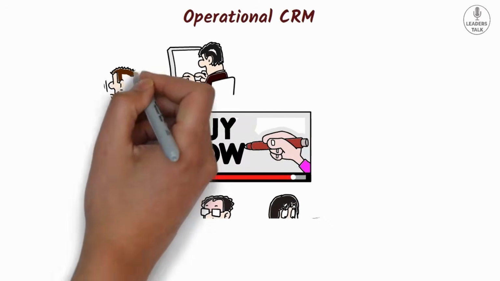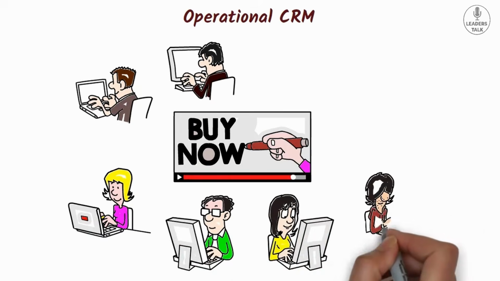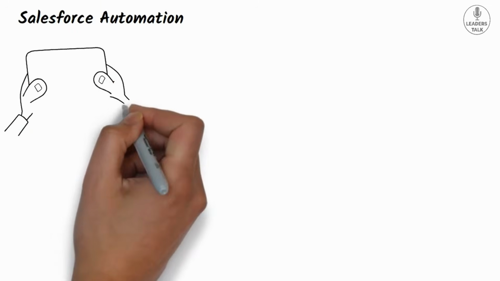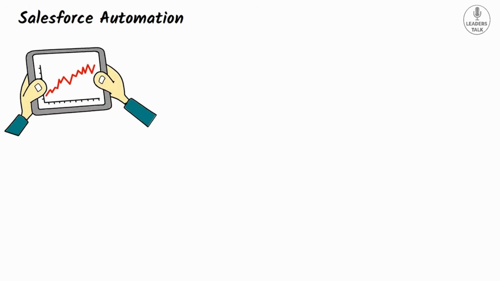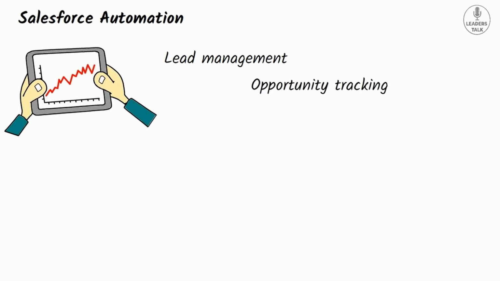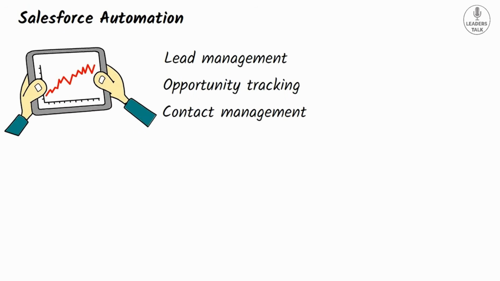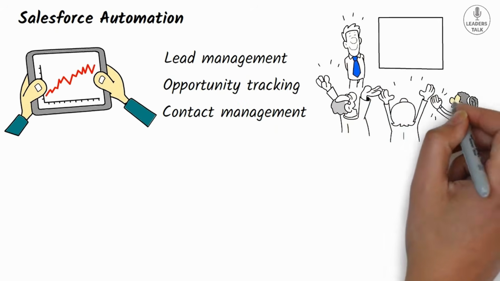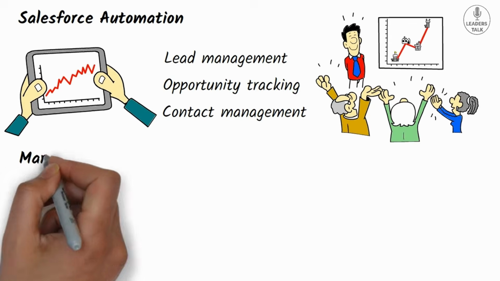Types of CRM. Operational CRM. Operational CRM focuses on automating and improving the operational aspects of customer interactions. It consists of three key components. Salesforce automation. This component of operational CRM streamlines sales processes by automating tasks such as lead management, opportunity tracking, and contact management. It helps sales teams efficiently manage their pipelines, close deals faster, and improve overall sales performance.